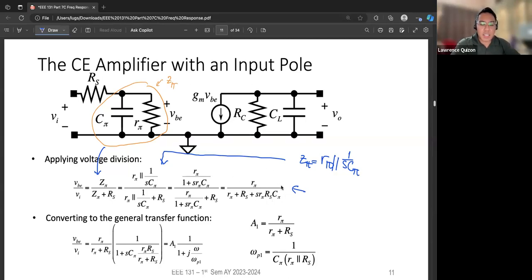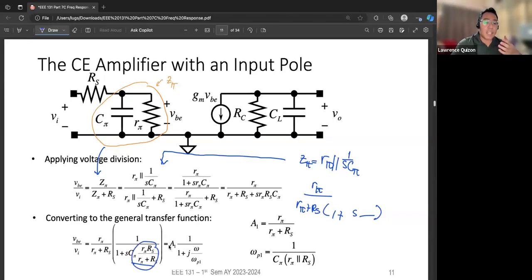So this is actually a little pretty. You'll see it later on, no? But for now, you can factor out R pi plus RS from the bottom. So we have R pi over R pi plus RS times 1 plus S times something something, right? And that something something is already here, no? S C pi R pi RS over R pi plus RS.